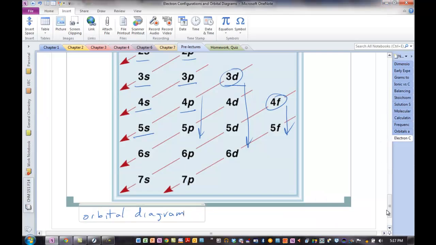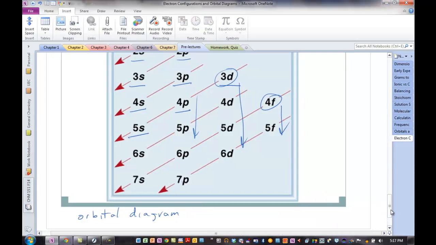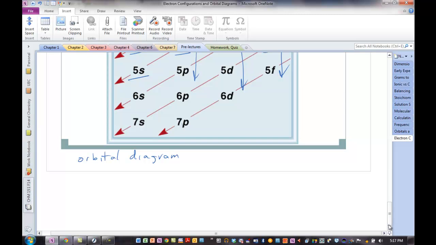Let me come back to here, and let's try iodine. Okay, so look at a periodic table, and you'll see that iodine has an atomic number of 53. So as a neutral atom, it will have 53 electrons.